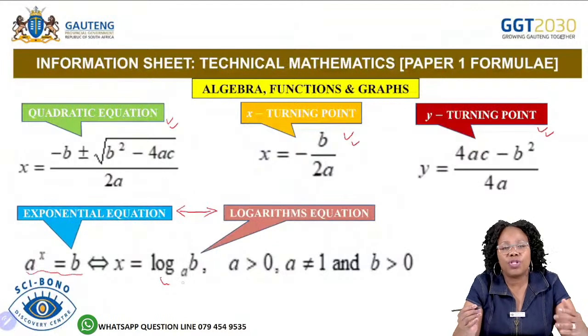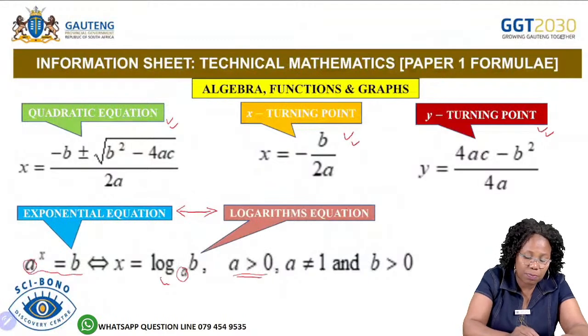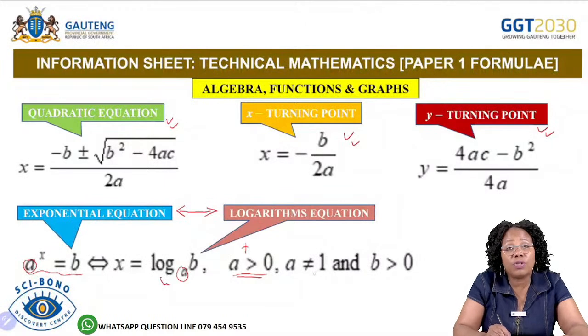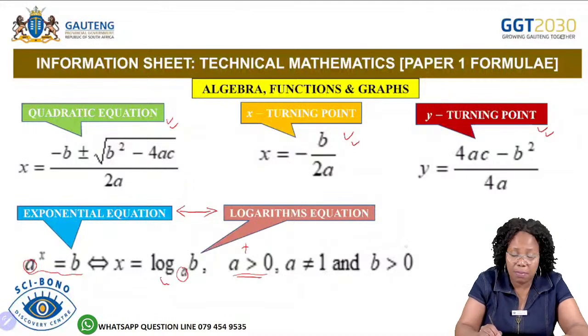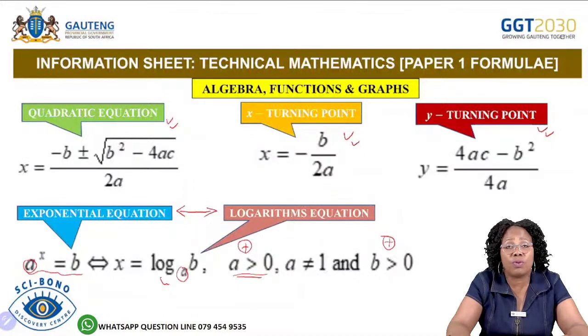With this condition, remember a must be greater than 0, meaning that the value of a must always be positive. And a must not be equal to 1. It must be any value that is greater than 1. And b must also be greater than 0, meaning b must also be positive. Those are the conditions when we are dealing with these particular equations.